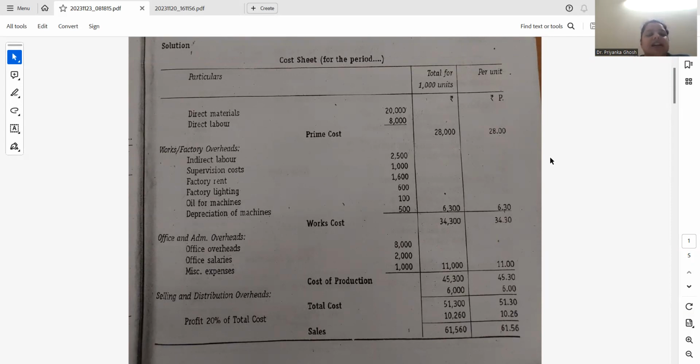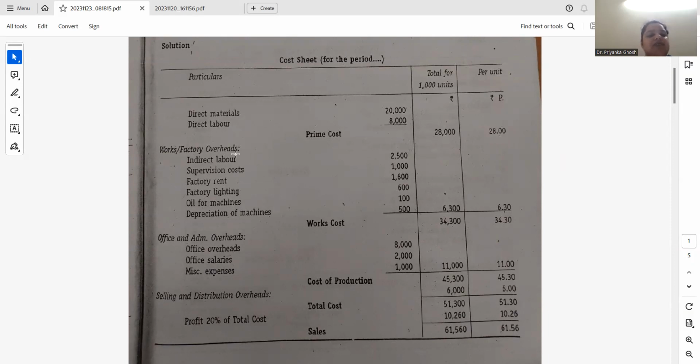And in this problem, direct expenses is not given. So directly we just consider direct material and direct labor. So we have added direct material 20,000, direct labor 8,000, total prime cost will come 28,000. And in the question, we are going to manufacture 1,000 units. So how to calculate per unit? Total cost is 28,000 divided by how many units you have manufactured. So here per unit cost will come 28 rupees.